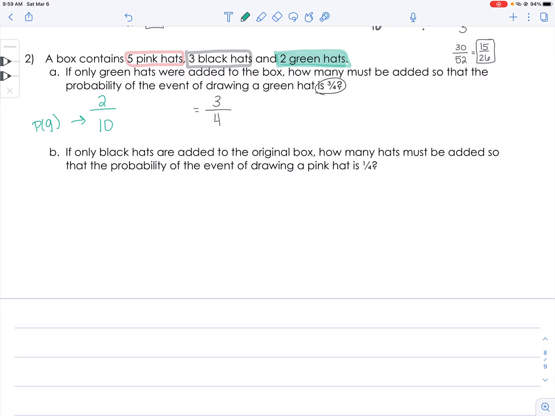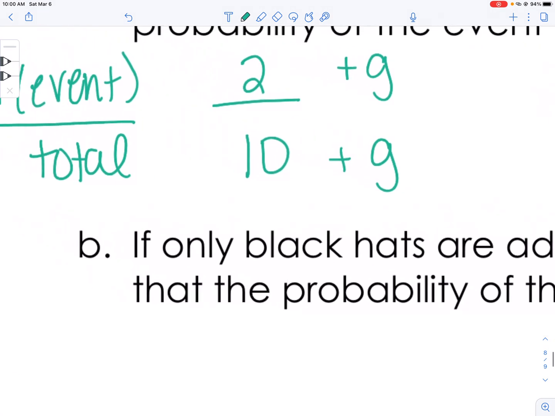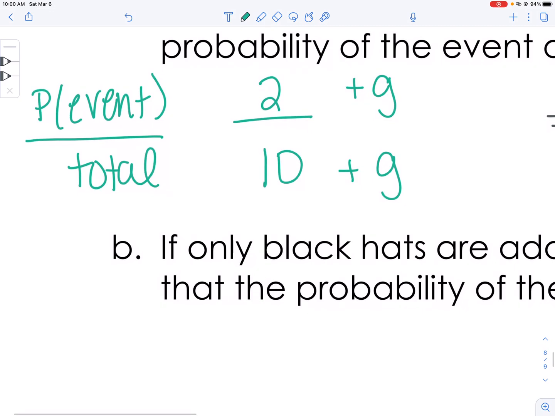So if I'm adding green hats, I'm going to add to the number of green over the total. If you think back to our definition way back at the beginning, probability is the event over the total. So if I'm adding green hats, that's going to be adding to the event.